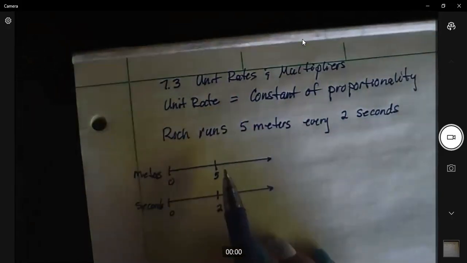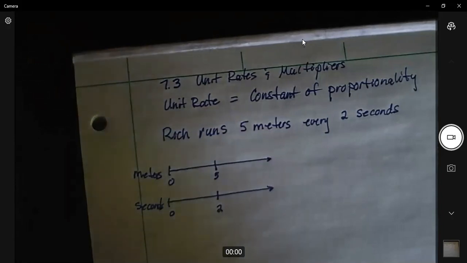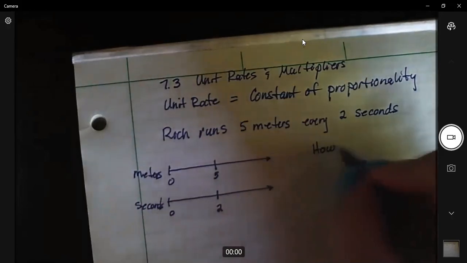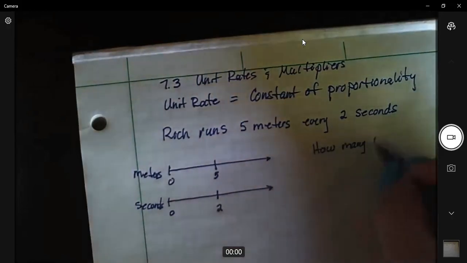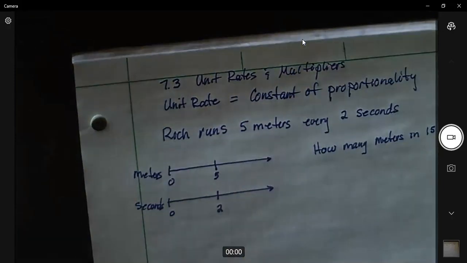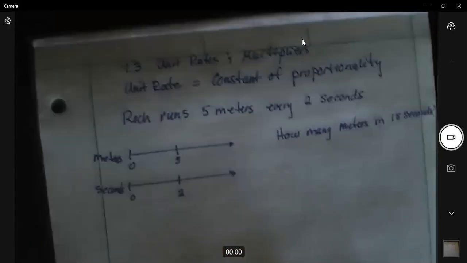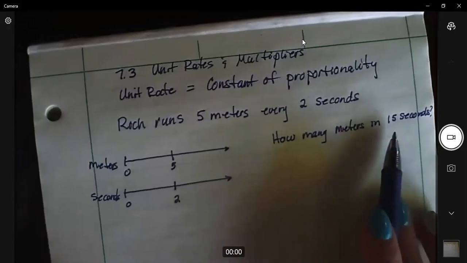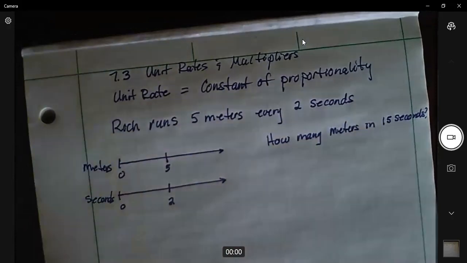Now, what I want to do for a unit rate is, depending on what my question is. So my question I'm going to ask is, how many meters can he run in 15 seconds? So that's a question I have to answer. Would you agree that if I knew what 1 second was, that would be pretty easy to find 15 seconds? Yeah. So let's do that.